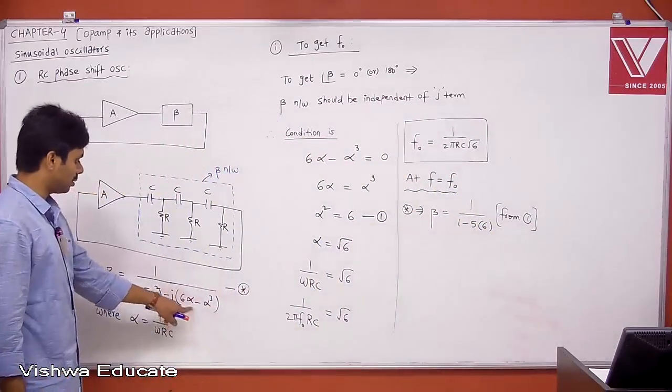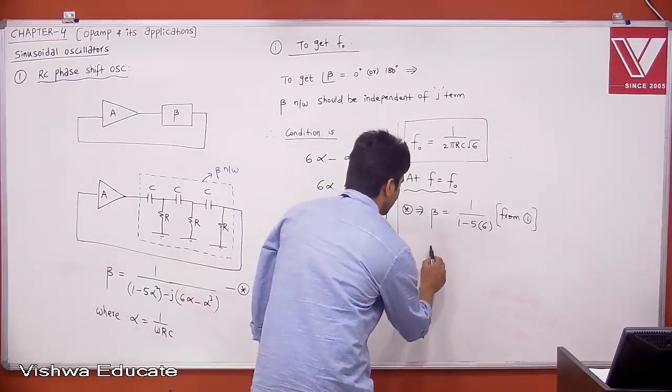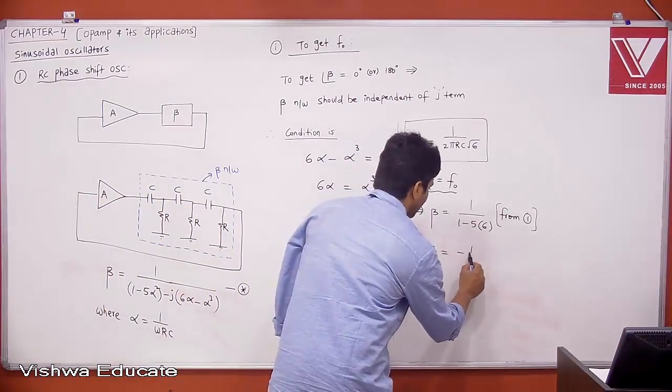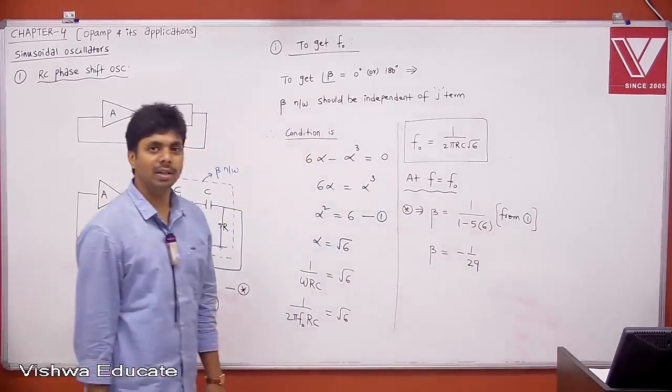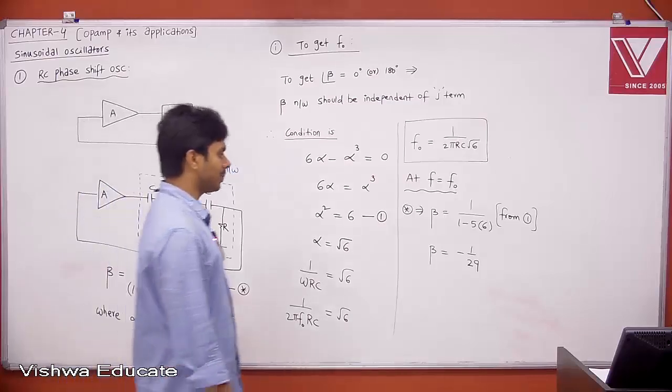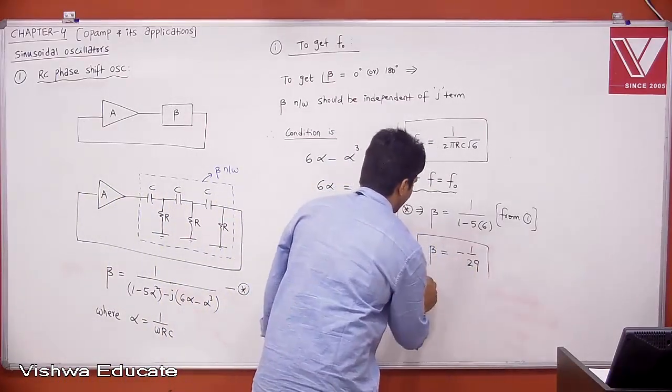From equation 1, this is 0. 6 alpha minus alpha cube is equal to 0. Therefore, tell me, what is beta? Beta is equal to minus 1 by 29. Therefore, what does it mean? Beta is nothing but minus 1 by 29.